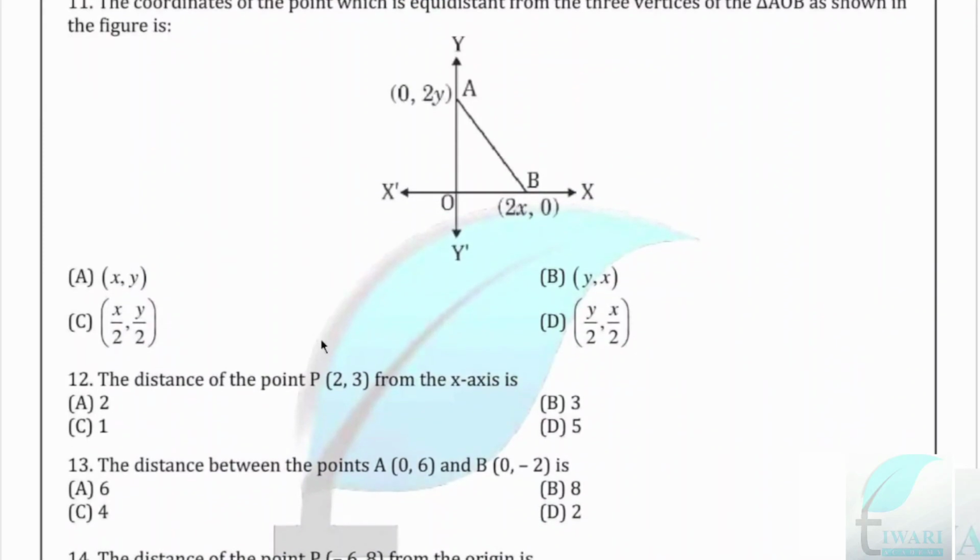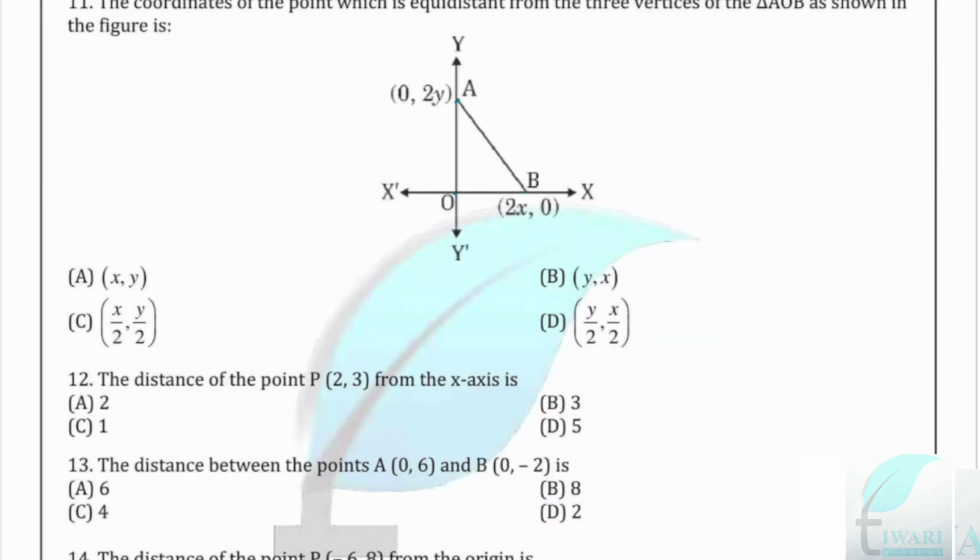Okay. Now here comes the complicated questions. Question number 11. Here it is little lengthy, not hard. The coordinates of the point which is equidistant from the three vertices of triangle AOB as shown in the figure. So the meaning of the question is, we need to find the coordinates of a point which is equidistant from A, O and B. These are the three vertices.